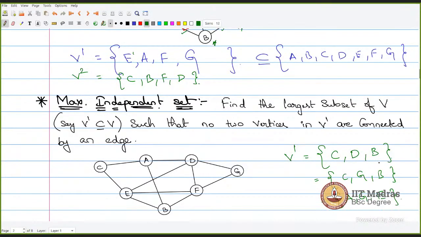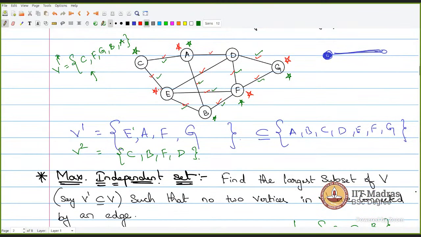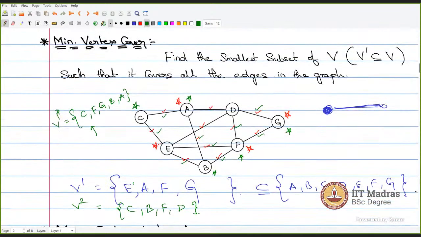Okay. See, there can be many maximum independent sets. What we ask you is, what is the cardinality of the maximum independent set, is the primary question we might ask you. But if you try to find the interconnection between vertex cover and maximum independent set, that will look more satisfying to you. When you find a minimum vertex cover, if I take E, A, F, G as this vertex cover, all the vertices left out from V prime form an independent set.